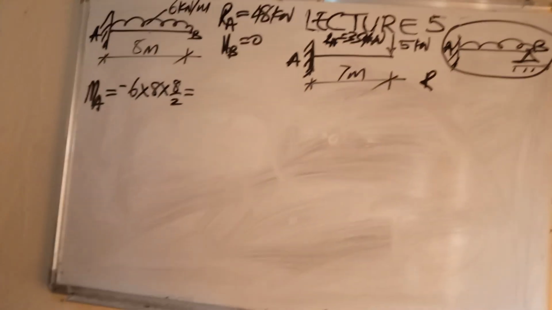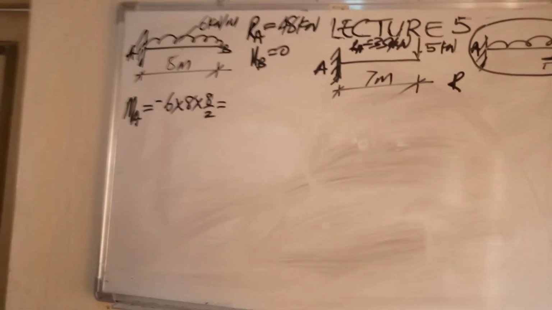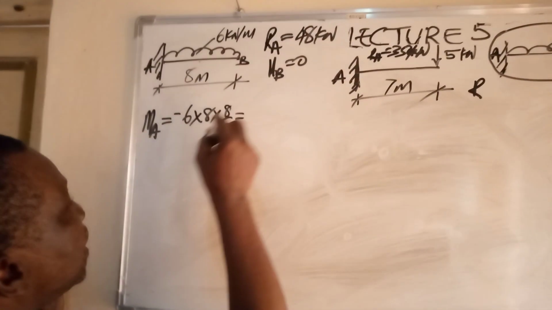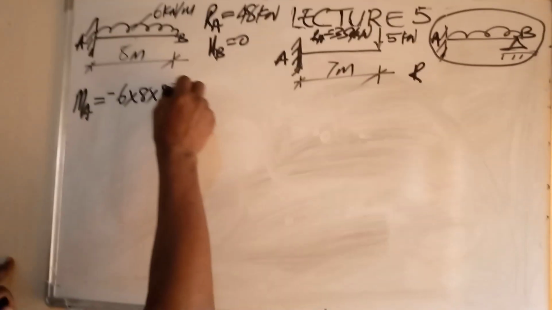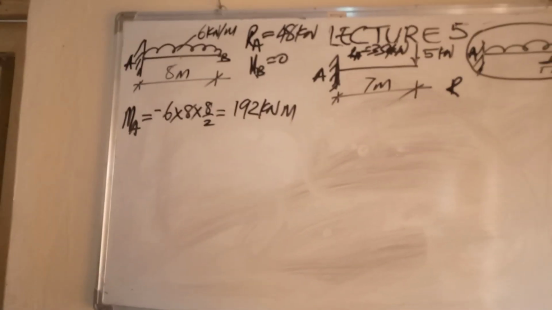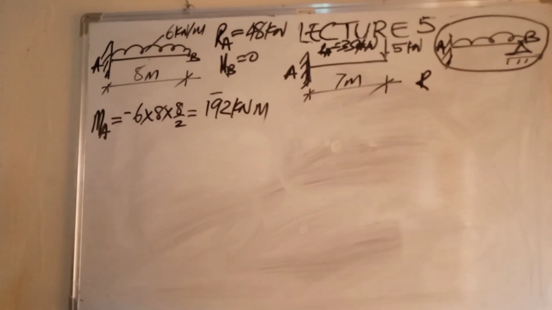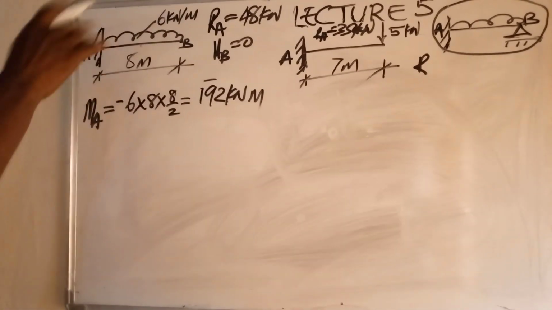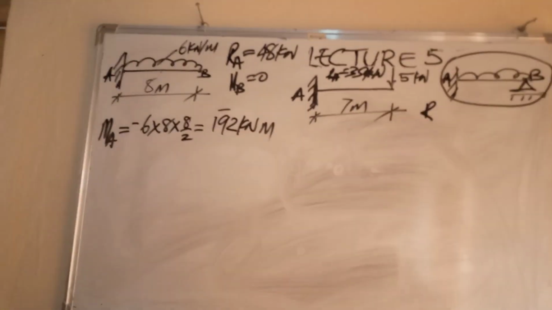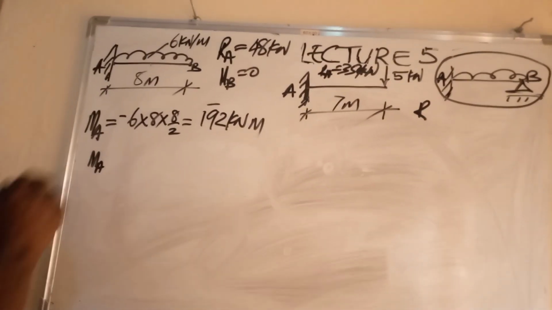That means 6 times 8 times 4, which gives me 192 kilonewton meter. That is the bending moment. It is minus 192 kilonewton meter, because if I take moment, it's turning this way. Looking at where I started, at B, the way I normally talk, if it turns the other way I call it positive.